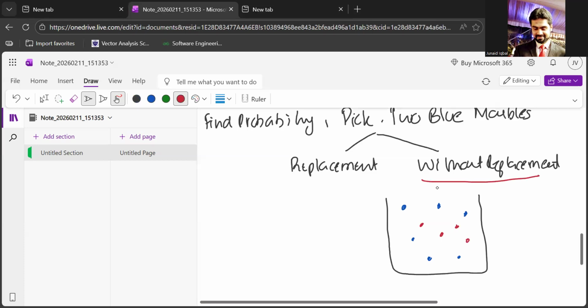Now first we are going for without replacement. Let's say you pick one blue. Now this blue is gone. There is nothing here. So it's without replacement. You're not going to put it back, and now in the second attempt you are going to select another one. Let's say you select another blue. Now this is also gone because you are not replacing it. After the first attempt you have 9 remaining, and after the second event you have 8 remaining.